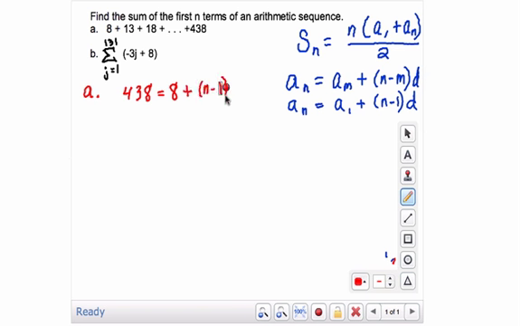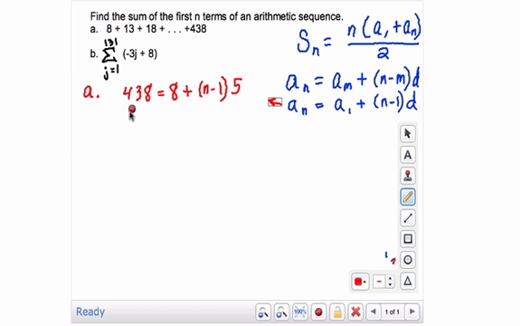And what's d? Well, they didn't give us d, but it's here. Remember, d is the common difference, the difference between these terms. You can take 13 and subtract 8, and that gives you 5. You could do the same thing here: 18 minus 13, I get 5 as well. So we see that d is 5. We're going to replace d in this formula with 5. So we're basically using this formula, and now we can just solve this.